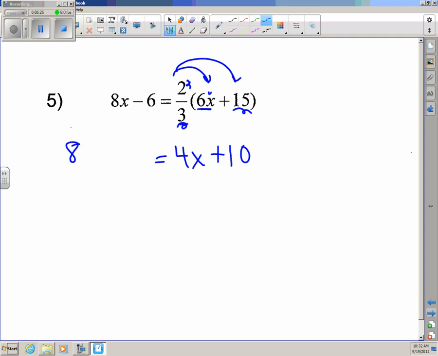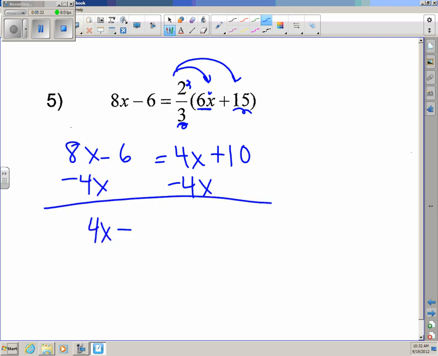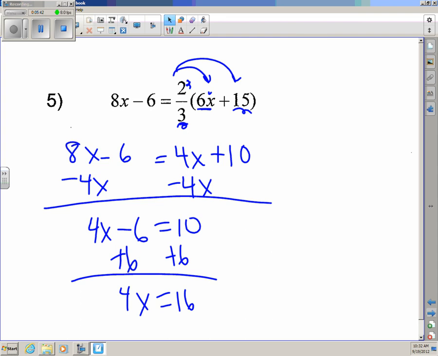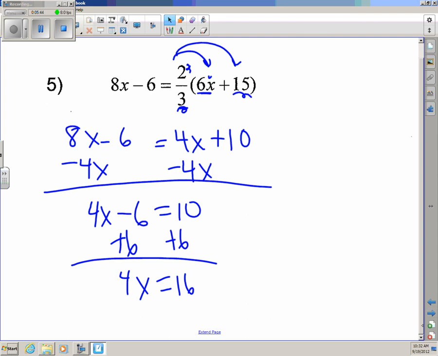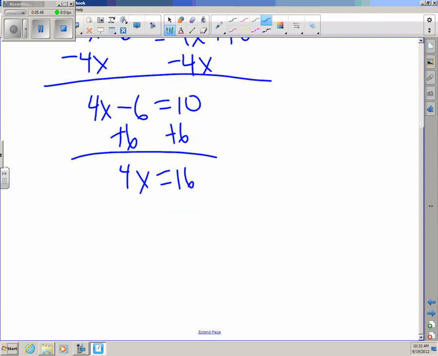On the left-hand side, I'm good with 8x minus 6. I'm going to bring all the letters to the left by subtracting 4x. 4x minus 6 is 10. I'm going to bring all the numbers to the right by adding 6. 4x equals 16. And now I'm going to divide both sides by 4. And x equals 4.